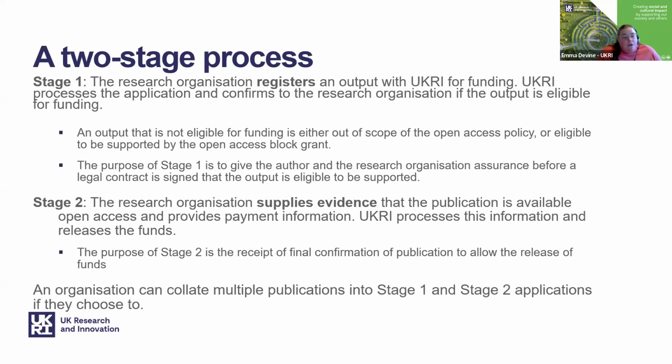And then following stage 1, stage 2 is where you as an organisation supply evidence to us that the publication is available open access and provide the details that we need in order to set up the payment to you. We process that information and then release funds. So stage 2 is really that you're sending us that final confirmation that the publication has been published in a compliant way, is available open access, and that will enable us to release the funds. And as we've said, both the stage 1 and the stage 2 processes have been set up so that you can use them to submit information for a single publication or for multiple publications, depending on what works best for your own workflows.